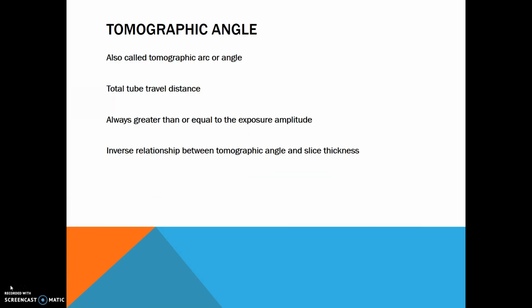The tomographic angle, also known as tomographic arc, is the total tube travel distance. It is always greater than or equal to the exposure amplitude. There's an inverse relationship between tomographic angle and slice thickness.